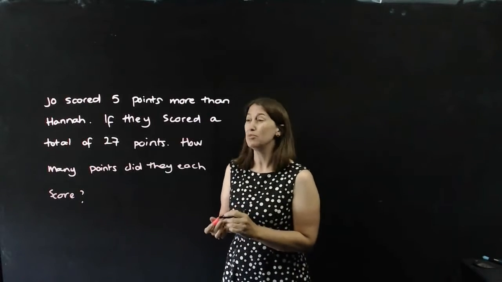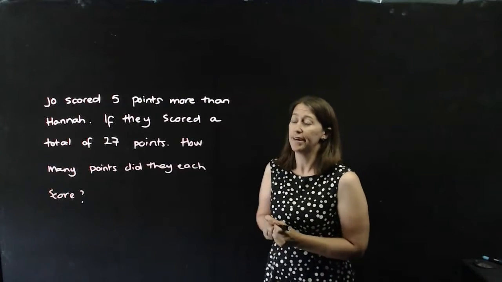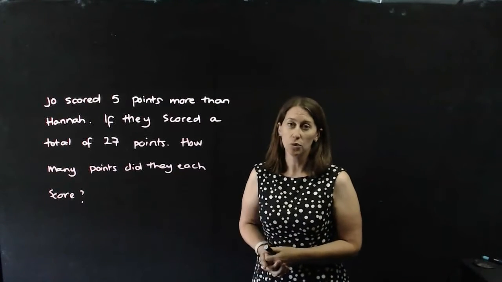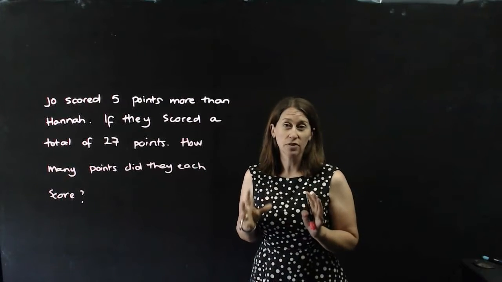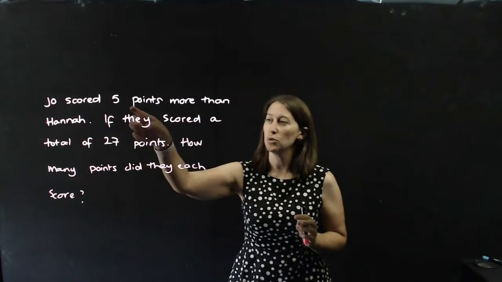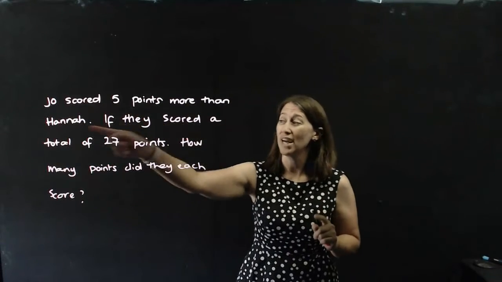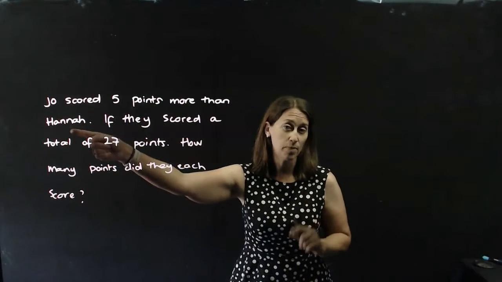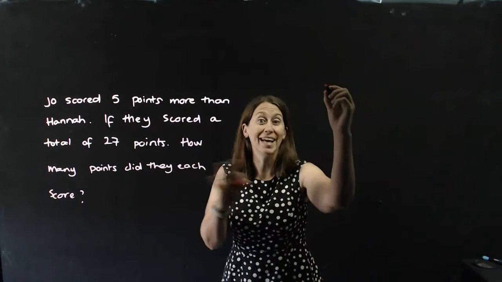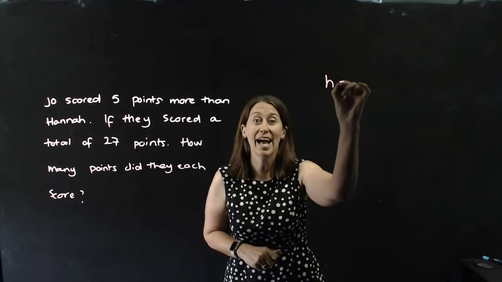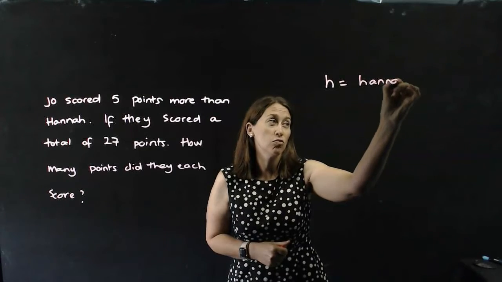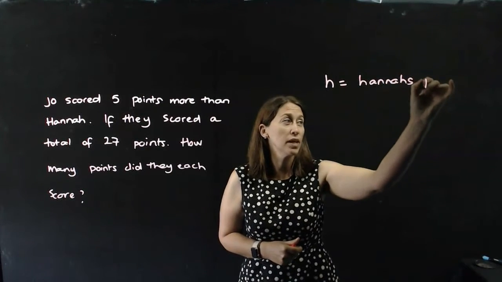So here's the problem. Joe scored 5 more points than Hannah. If they scored a total of 27 points, how many points did they each score? The third thing we need to do is look for that independent variable. Well, if I read this, Joe's score is dependent on what Hannah gets. So Hannah is the independent variable. So let's let H represent Hannah. You can let any letter represent, but let's let H equal the number of points that Hannah scores. Okay, now you can write that out. That's Hannah's points, okay?